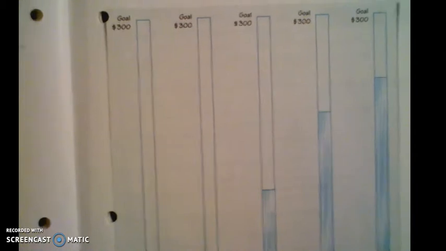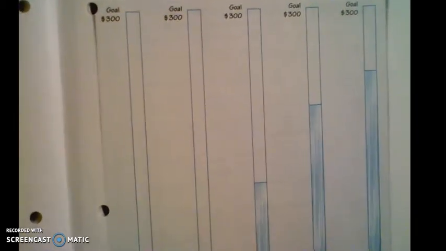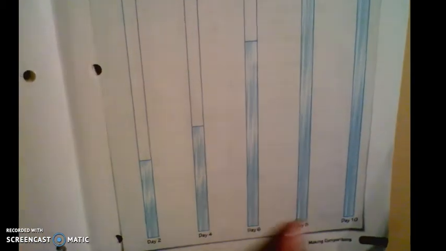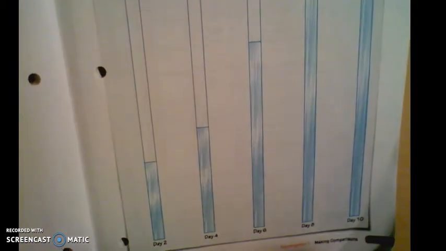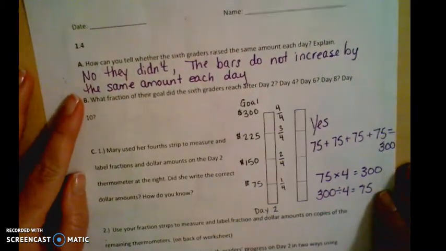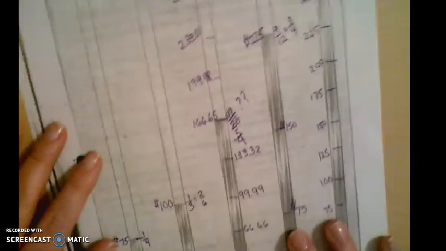Sorry about that. And there's also progress for day 10. Day 10 was the last day of the fundraiser. So it looks like even after 10 days, they didn't quite meet their goal, but they got pretty close. So we're going to be looking at these shaded bars and trying to label them with a fraction. So we're going to move on to the activity sheet that goes with this paper. So this is 1.4, measuring progress, and these are the fraction strips on the back that we were talking about.